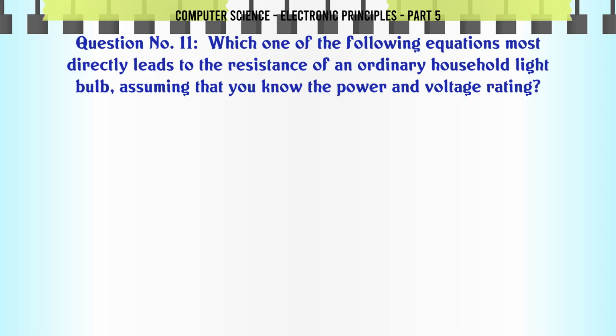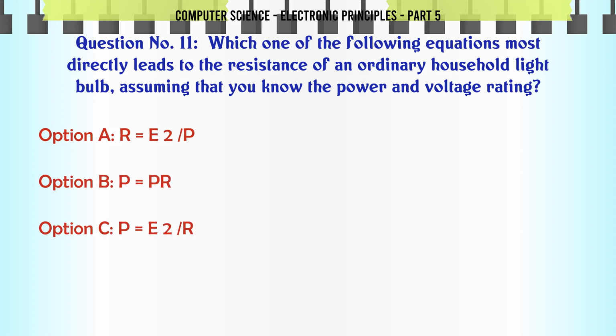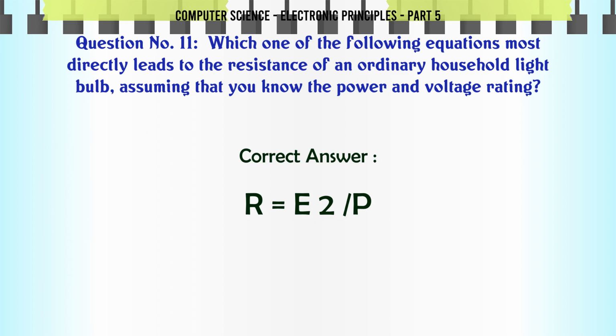Which one of the following equations most directly leads to the resistance of an ordinary household light bulb, assuming that you know the power and voltage rating? A. R = E²/P. B. P/I²R. C. P = E²/R. D. I = P/E. The correct answer is R = E²/P.